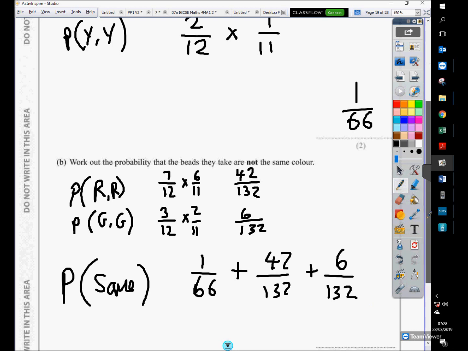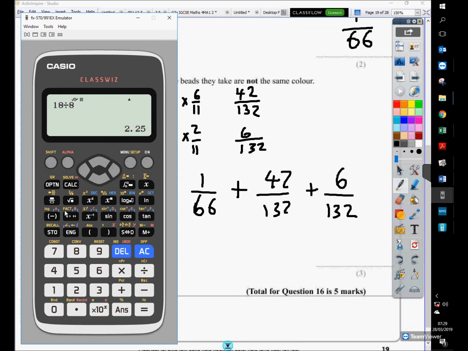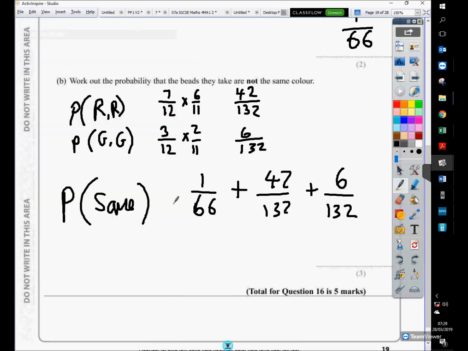Okay. Now, if I can add all of these together in the calculator. So 1 over 66 plus 42 over 132 plus 6 over 132. Okay, and this gives us an answer of 25 over 66. Now you must not write this on the answer line, because I've actually worked out the complete opposite to what they asked me to work out. They asked me to work out they're not the same colour, and I've worked out that they are the same colour.